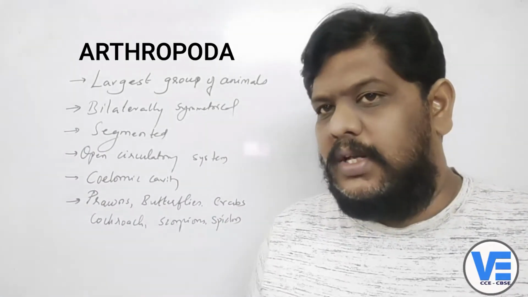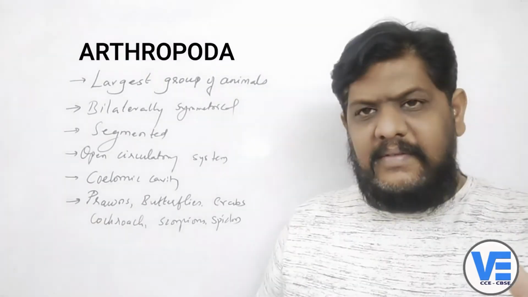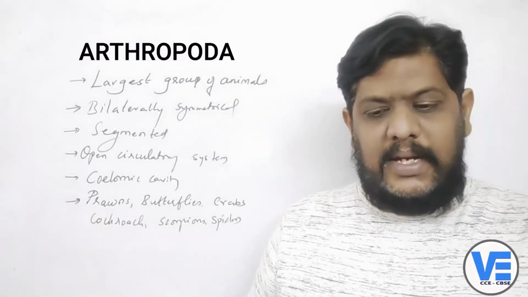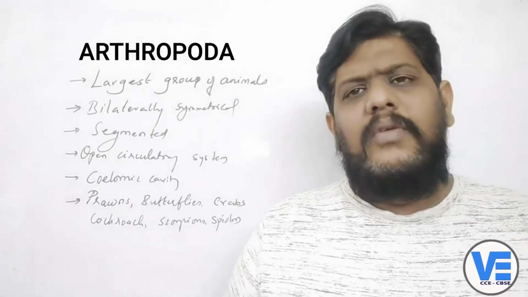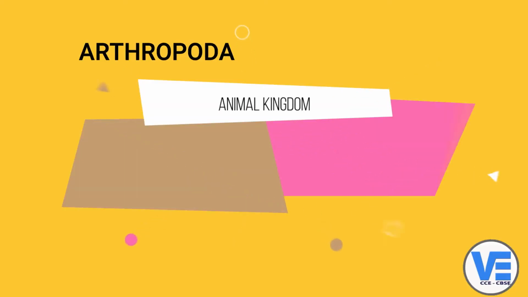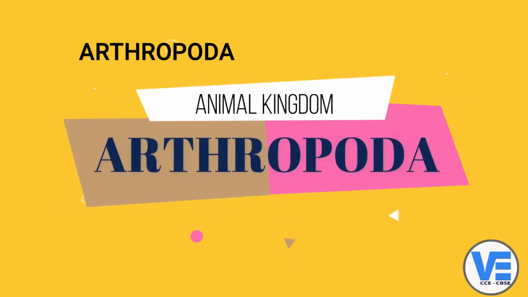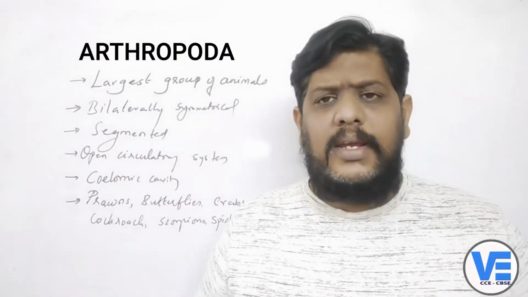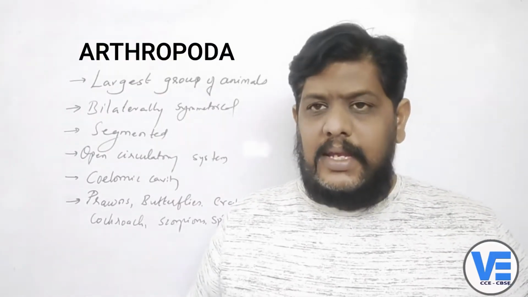Okay children, yesterday we learnt about the Platyhelminthes, Nematohelminthes and Annelida. So today what we are going to see is the Arthropoda, right? Arthropoda is also a phylum in the animal kingdom.